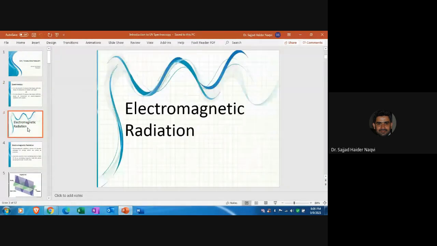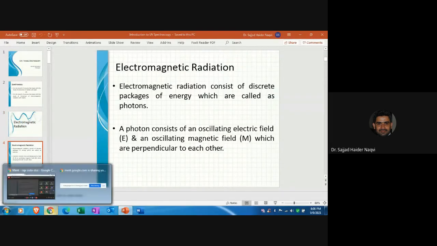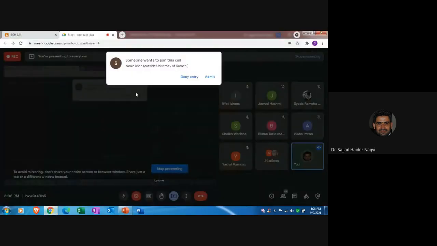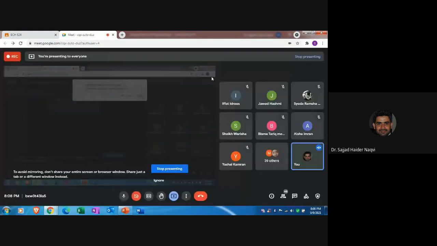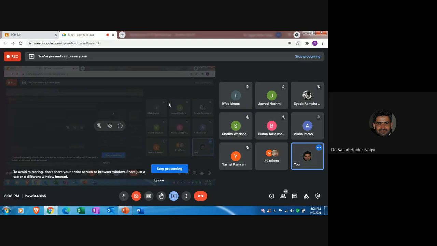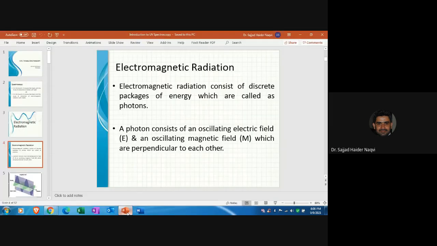What is electromagnetic radiation? As you might be hearing, people are joining in the class, and as I requested earlier, this time I'm going to allow people to enter the class late, but from the next time I'm not going to allow participants to enter the class after 5 minutes because that's going to disturb the class. So be punctual and join the class within the time that is allocated.